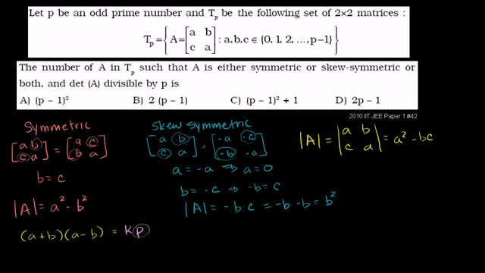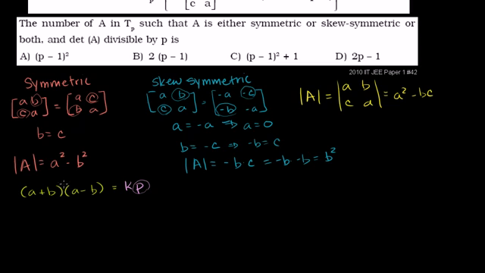So let's think about how these could be divisible by P. First, A minus B divisible by P. How can this be divisible by P? A and B are both less than P, so their difference is always going to be smaller than P. Their difference is by definition going to be smaller than P. So how can it be divisible by P? Well, the only way is if it's 0. 0 is the only number smaller than P that is divisible by P.